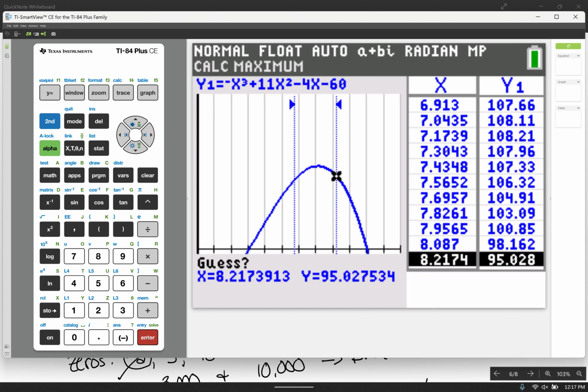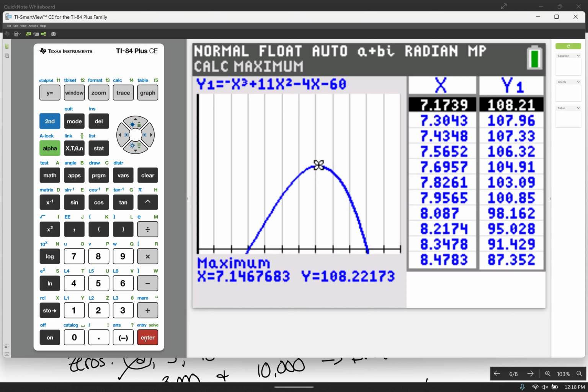And now it's asking, do you want us to guess what that maximum is in between the boundary lines? So press enter. And it should hop up here. So you can see right here, all right, I have to sell. Now remember, this is in thousands, so you're going to have to move that decimal 3 places to the right to give your thousands. 7,147 lamps, and then profit is in hundreds, so you need to move this 2 places to the right.